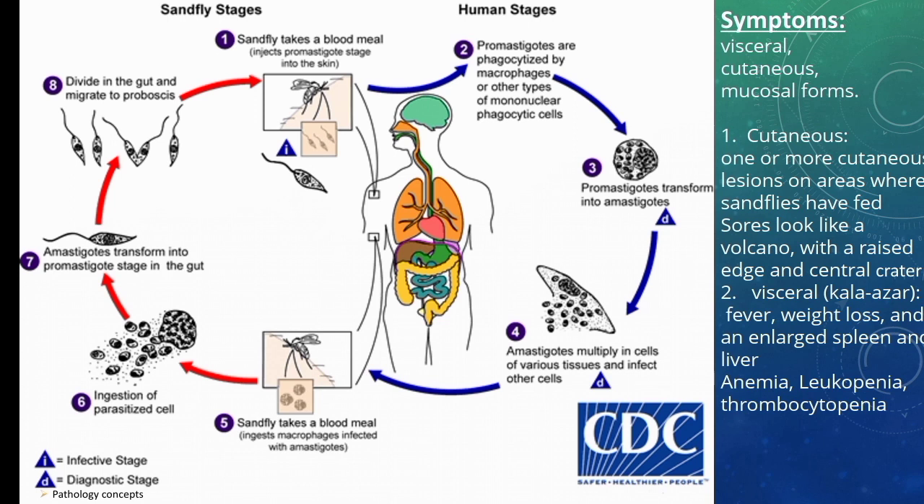Sandflies bite an infected human and take up macrophages infected with amastigotes along with the blood. Amastigotes transform into the promastigote stage, divide in the gut, and migrate to the proboscis, and the cycle completes.